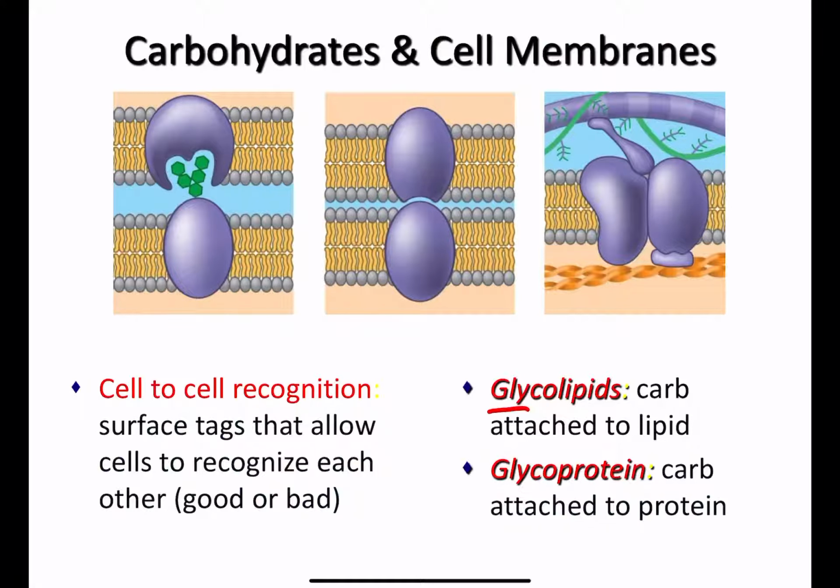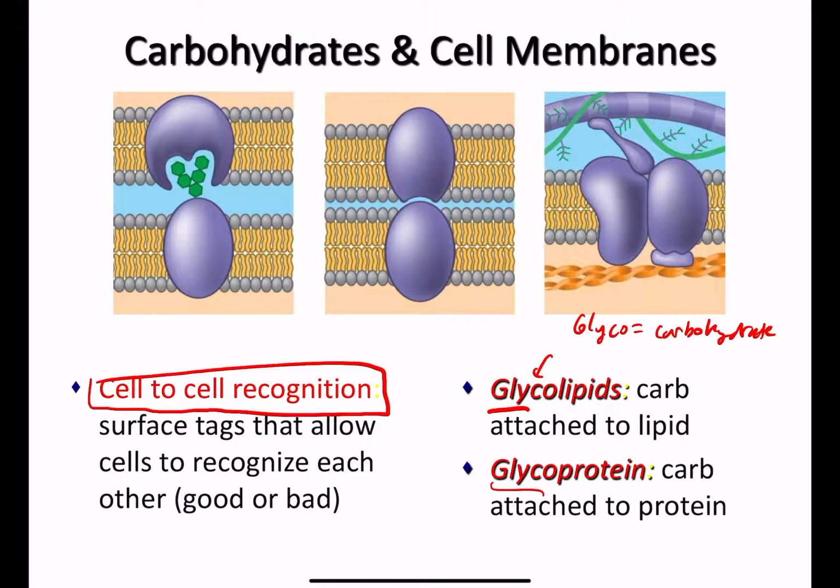Now, other than that, if you don't know these terms, glycolipids, glycoproteins, remember that glyco is a prefix for just a carbohydrate, right? So glycogen is one of those polysaccharides. So it's literally just a carbohydrate attached to either a lipid, we call it a glycolipid, or if it's attached to a protein, we call it a glycoprotein. But regardless, it's going to allow it to recognize adjacent cells.